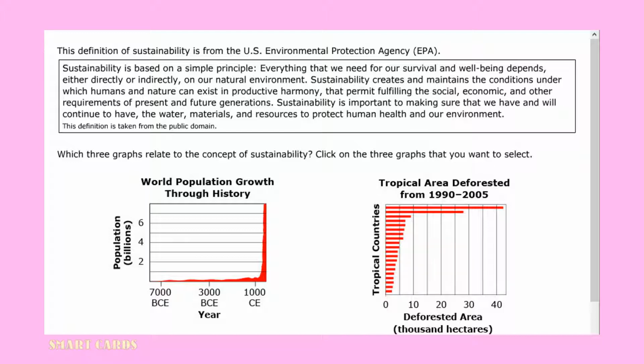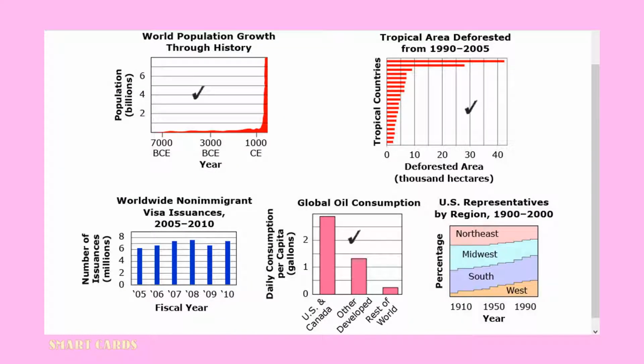Which three graphs relate to the concept of sustainability? Click on the three graphs that you want to select. Here are the 5 graphs. We're looking for 3 graphs that are related to human survivability as well as nature and the environment. When we look at the 5 graphs, we see that there are only 3 that are related. World population growth through history, tropical area deforested from 1990 to 2005, and global oil consumption.